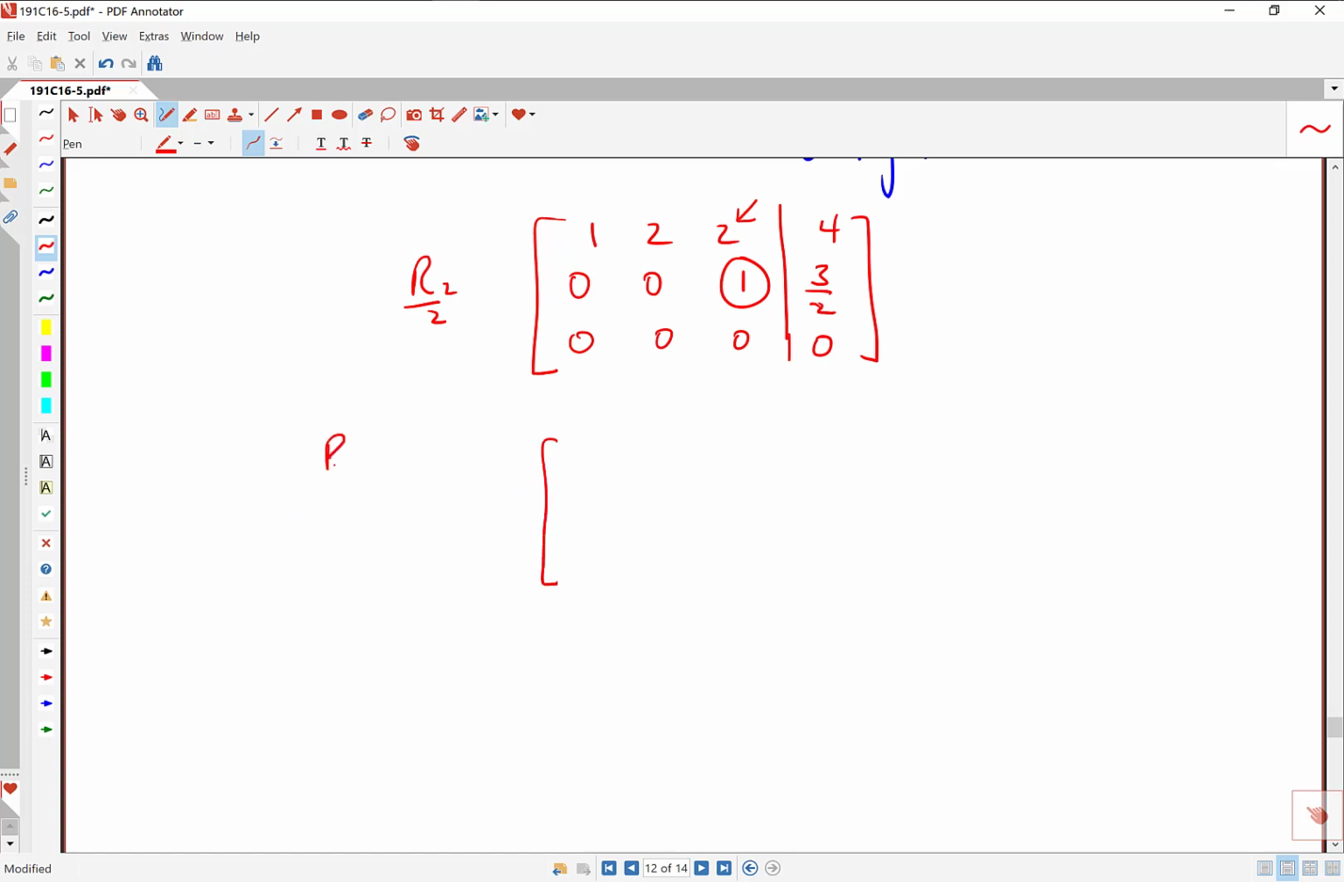We're going to go current row minus the number that we're trying to eliminate times our pivot row. So let's try that. That gives us 1, 2, 0. And then on the right side, we would have 4 minus 2 times 3/2. So that's like 4 minus 3 gives us 1. And then we can recopy our other 2 rows. So there we go. This matrix is in our REF.